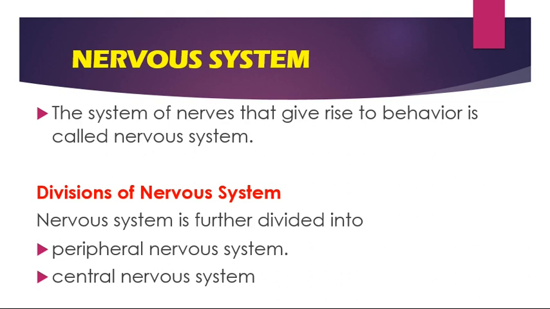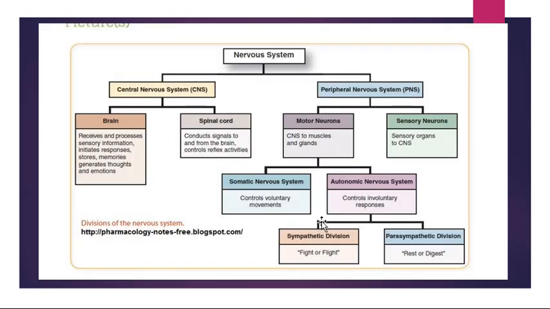So, the nervous system is divided into two major parts, the peripheral nervous system and the central nervous system. The nervous system has two major divisions, the peripheral nervous system and the central nervous system. Today, we are going to read about the peripheral nervous system. The central nervous system has two major divisions, the brain and the spinal cord.